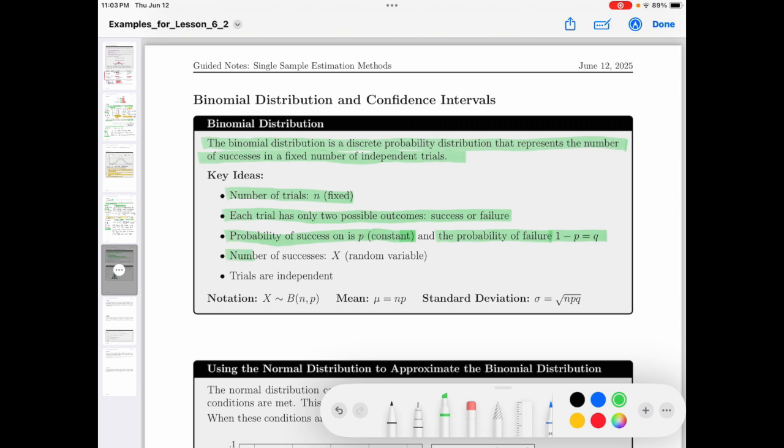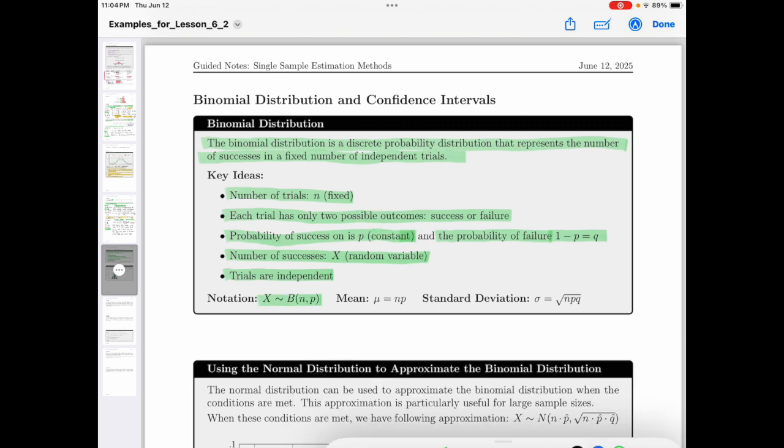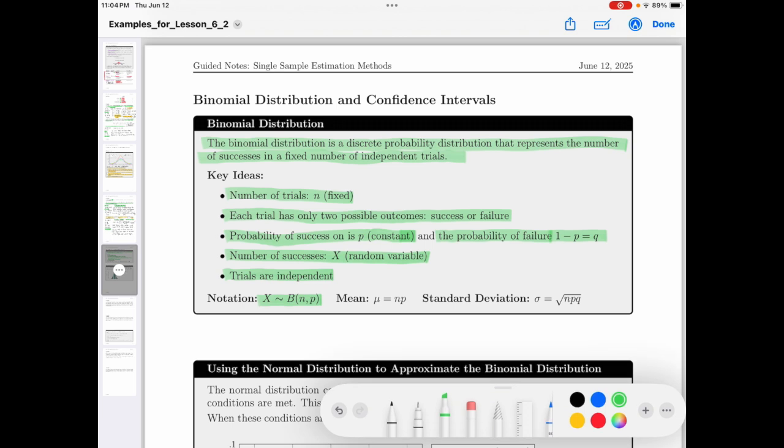Our variable X is the number of successes, and the trials must be independent. Our notation for the binomial distribution is X with the tilde, then the capital B, and then inside we have the sample size, comma, and then the probability of success. The mean of a binomial distribution is labeled as mu, and we find that by taking n times p. And the standard deviation is the square root of n times p times q. So quick refresher.